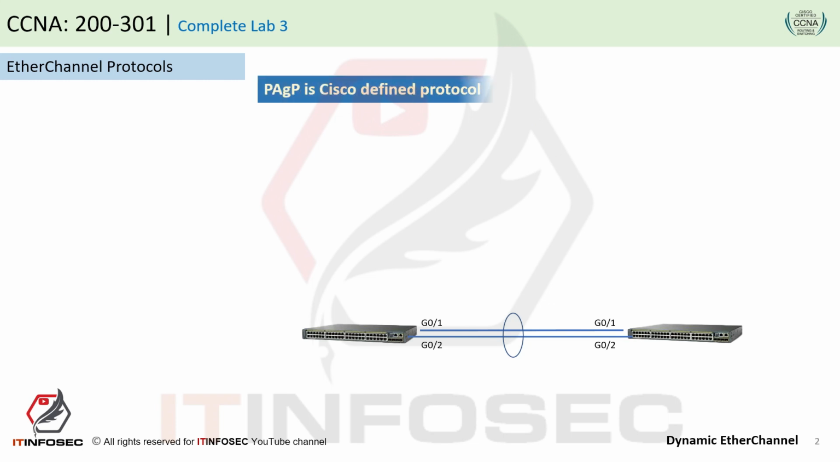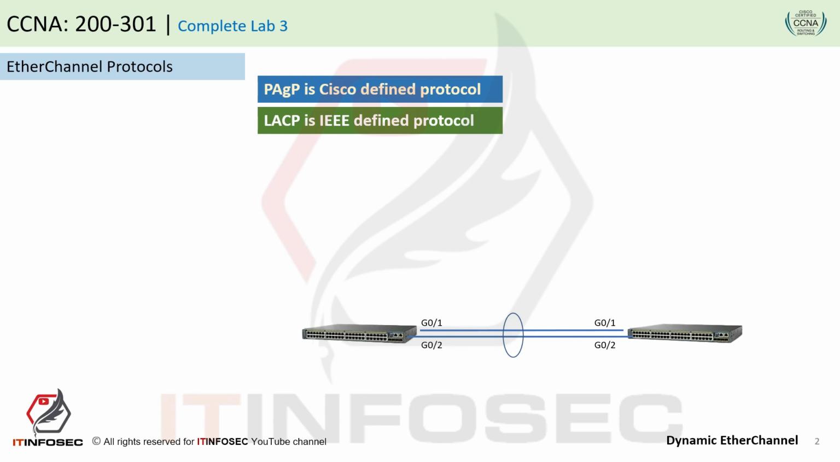Most Cisco Catalyst switches support both the Cisco proprietary Port Aggregation Protocol, called PAgP, and the other one, the IEEE standard Link Aggregation Control Protocol, called LACP, based on the standard 802.3ad. PAgP is Cisco defined and LACP is IEEE defined. Both protocols can be used to install an EtherChannel between two switches.